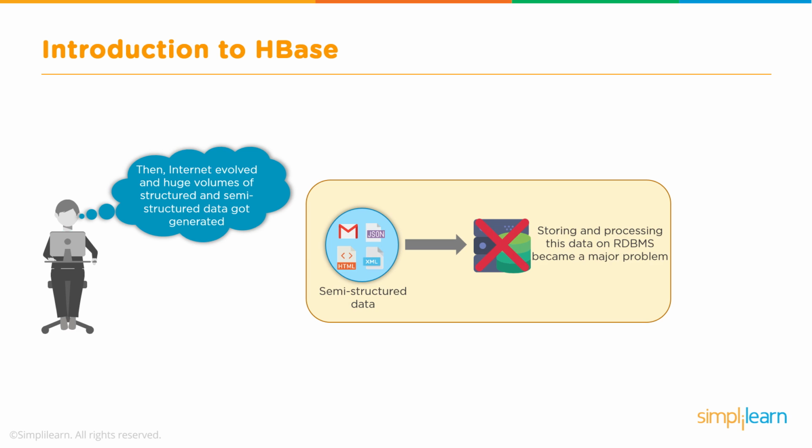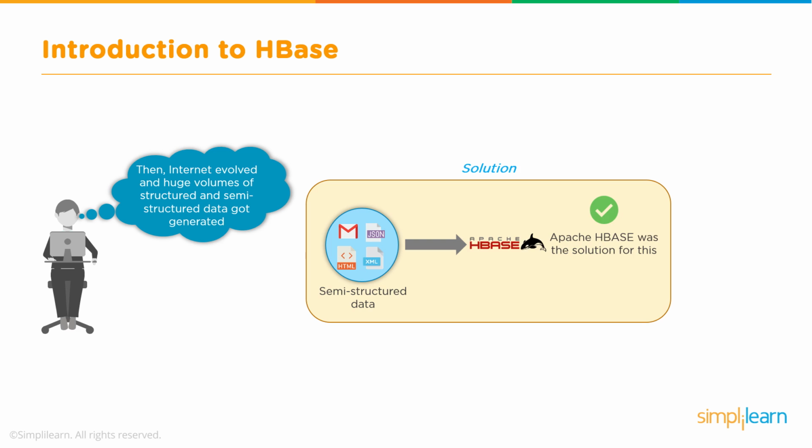Then the Internet evolved, and huge volumes of structured and semi-structured data got generated. You can see here with the semi-structured data, we have email. If you look at my spam filter, you know what we're talking about. All the HTML pages, XML, which a lot of times is displayed on our HTML and help desk pages, JSON. All of this, each year, almost doubles from the year before in how much of it is generated. So storing and processing this data on an RDBMS has become a major problem. And so the solution is we use Apache HBase. Apache HBase was the solution for this.